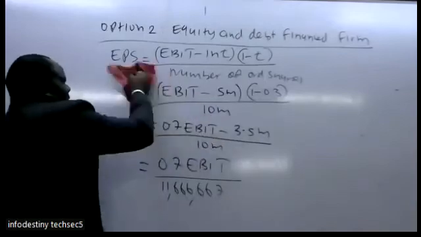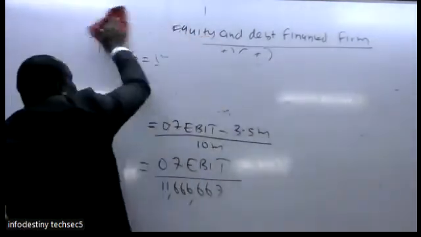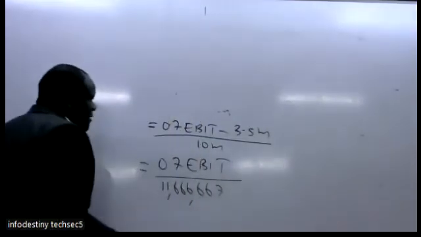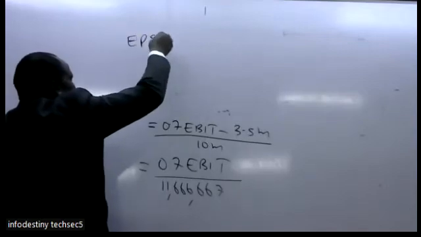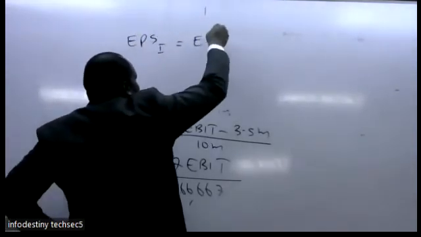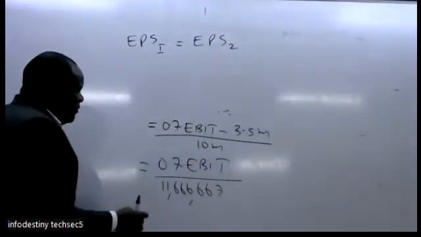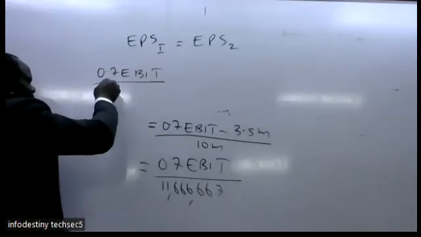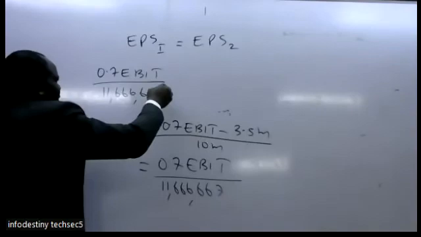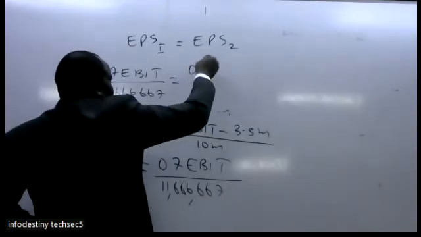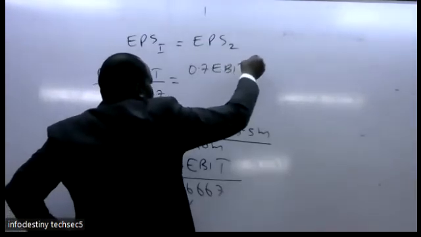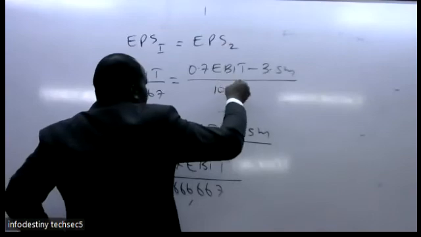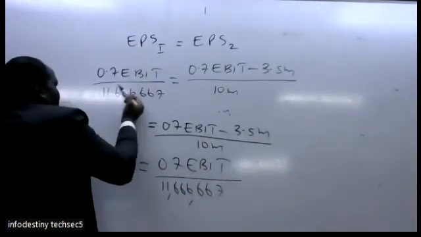Once you have those two formulas, we go back to what we had initially. We have said that at the point of indifference, earning per share for option 1 will be the same as earning per share for option 2. Option 1 was 0.7 earnings before interest and tax, divided by 11,666,667. Option 2 is 0.7 earnings before interest and tax minus 3.5 million, then divided by 10 million.